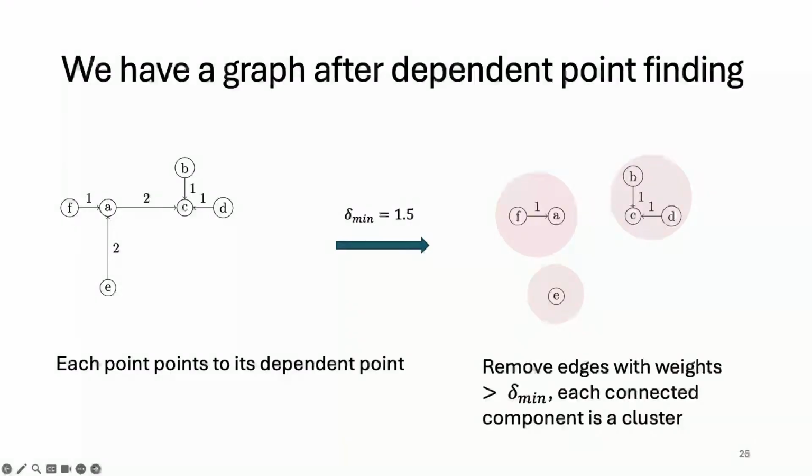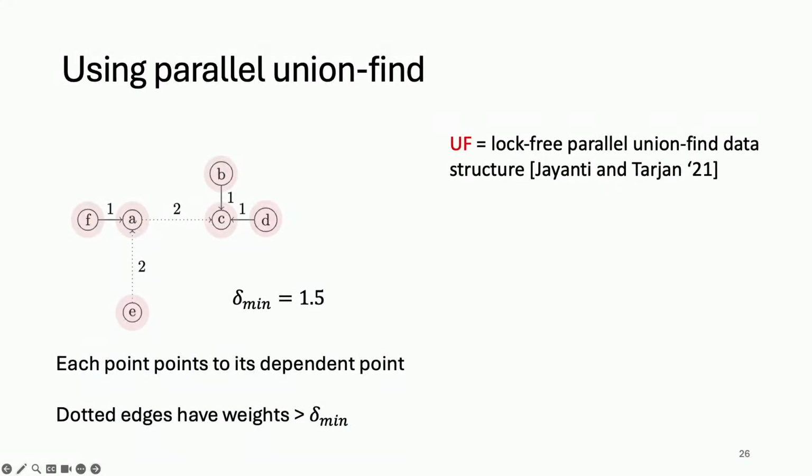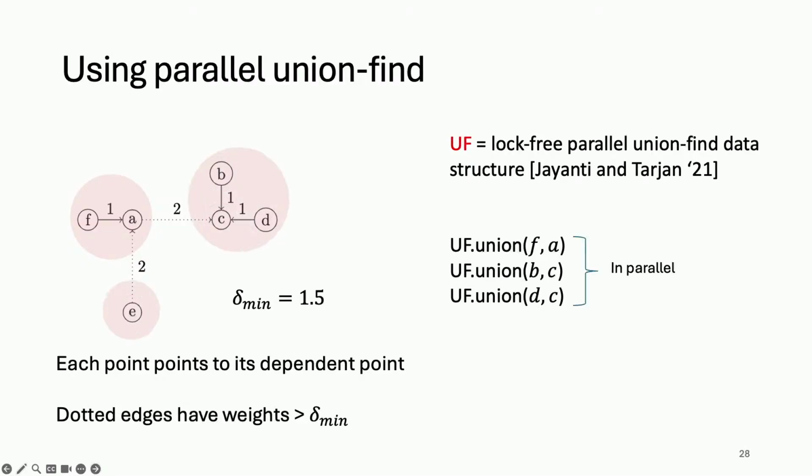To implement this, we used the parallel union-find data structure by Jayanti and Tarjan. Basically, every edge that has a weight less than 1.5 is going to call a union, and these union calls can all be done in parallel. Here we're going to call union on the edge from F to A, from B to C, and then the edge from C to D.